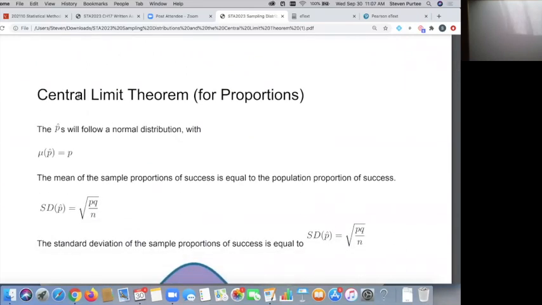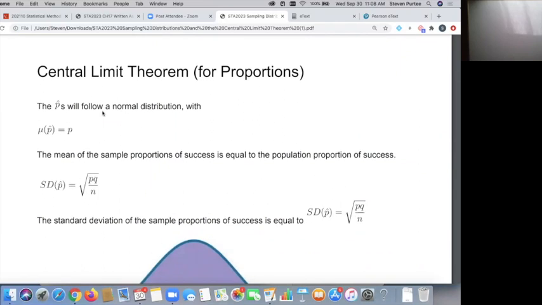Then, if we meet all these conditions, we have what's called the central limit theorem. In this case, for proportions. We'll do means next time. And the central limit theorem says that your bags of M&Ms, not the M&Ms themselves, the samples will be normally distributed.